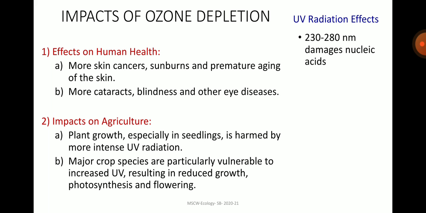Impacts on agriculture. Plant growth, especially in seedlings, is harmed by more intense UV radiation. The major crop species are vulnerable to increased UV, resulting in reduced growth, photosynthesis and flowering.